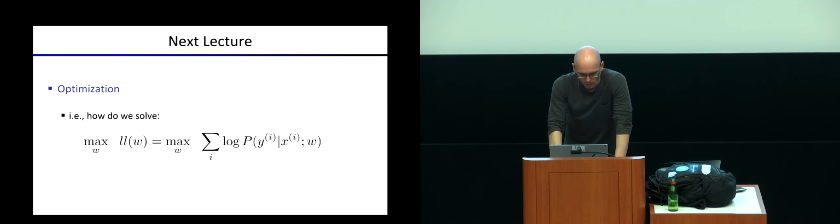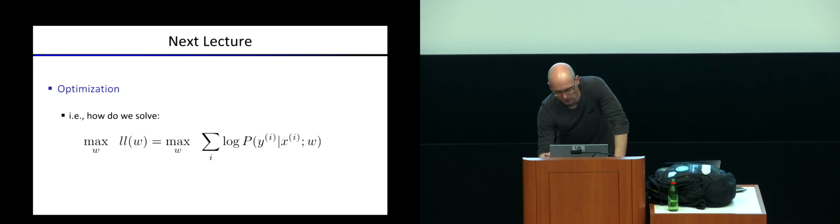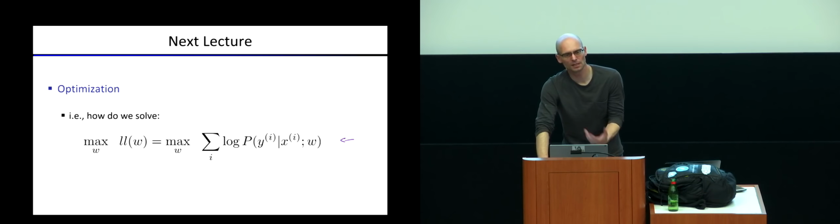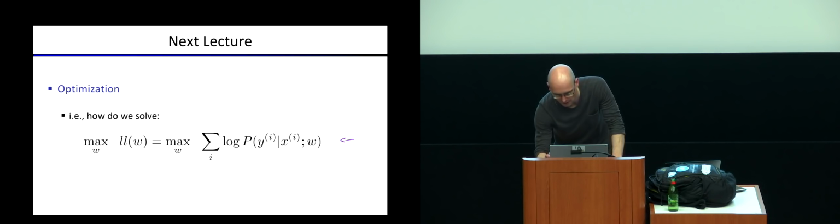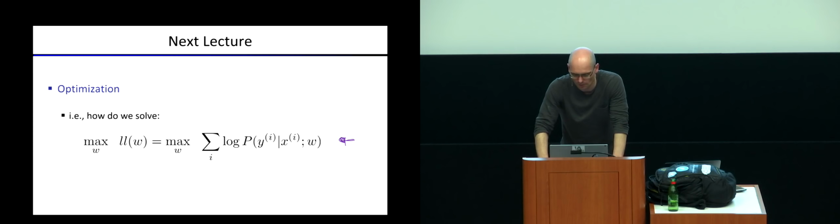Next lecture, we'll look at how we solve this. So far I've told you we have a definition of what it means to be the best W. I have not told you how to find that best W, short of having infinite compute and checking all W's, but that's not practical because nobody has infinite compute. And so next lecture, we'll look at how we find this W in a reasonable amount of compute time, which we'll then be able to generalize to a lot of other problems too.